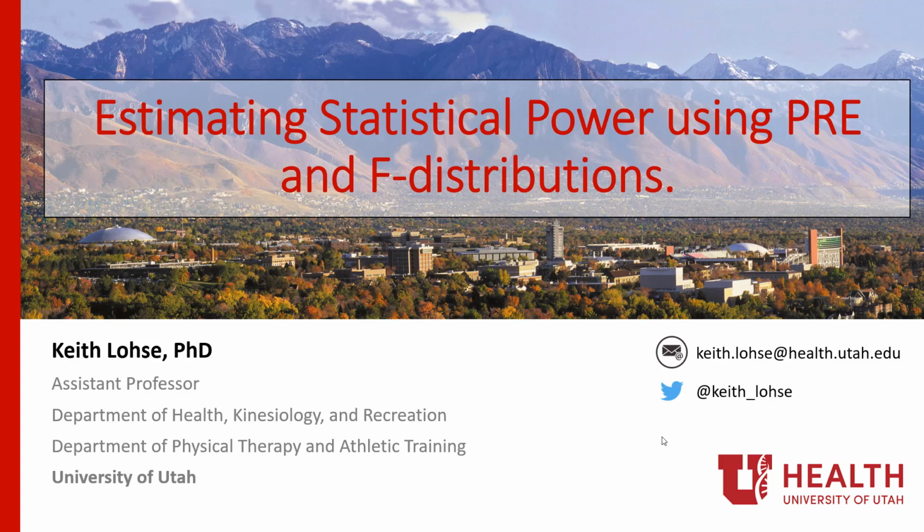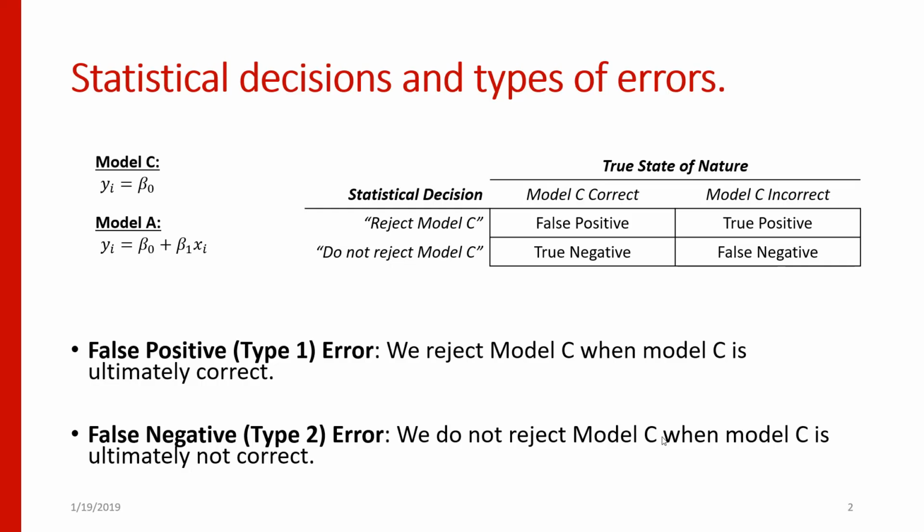Today we're going to be talking about how we estimate statistical power using the proportional reduction in error and the F distribution. And we really want to address this idea of how we can design a study well, taking into consideration the chance of a false positive error and the chance of a false negative error. As you were reading through the chapter, you've encountered this discussion of statistical decisions and the different types of errors that we might have.